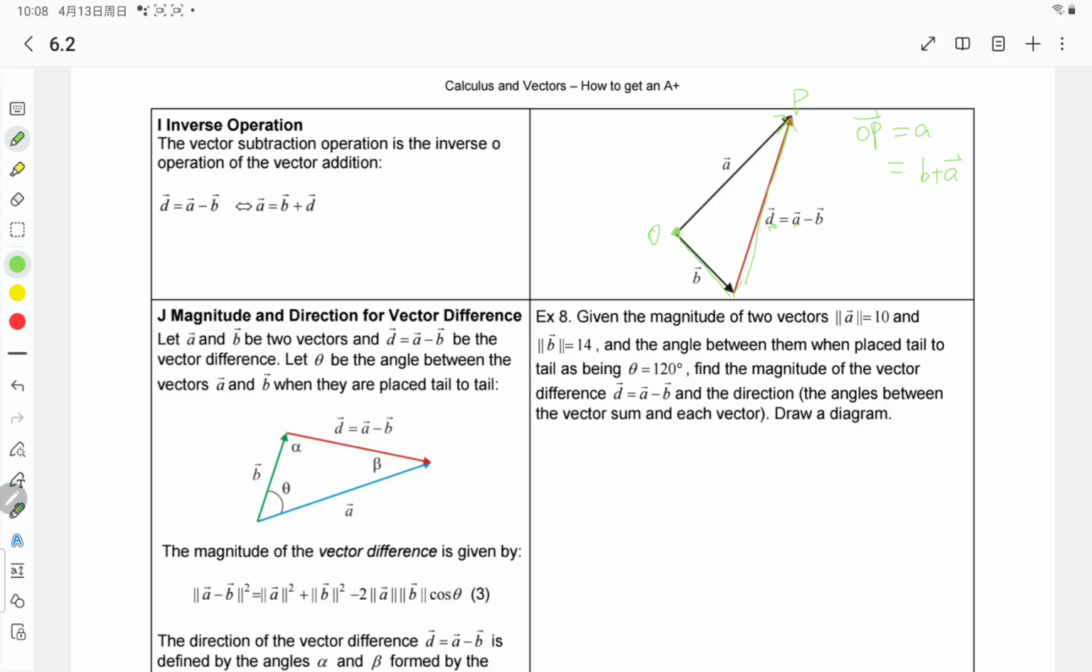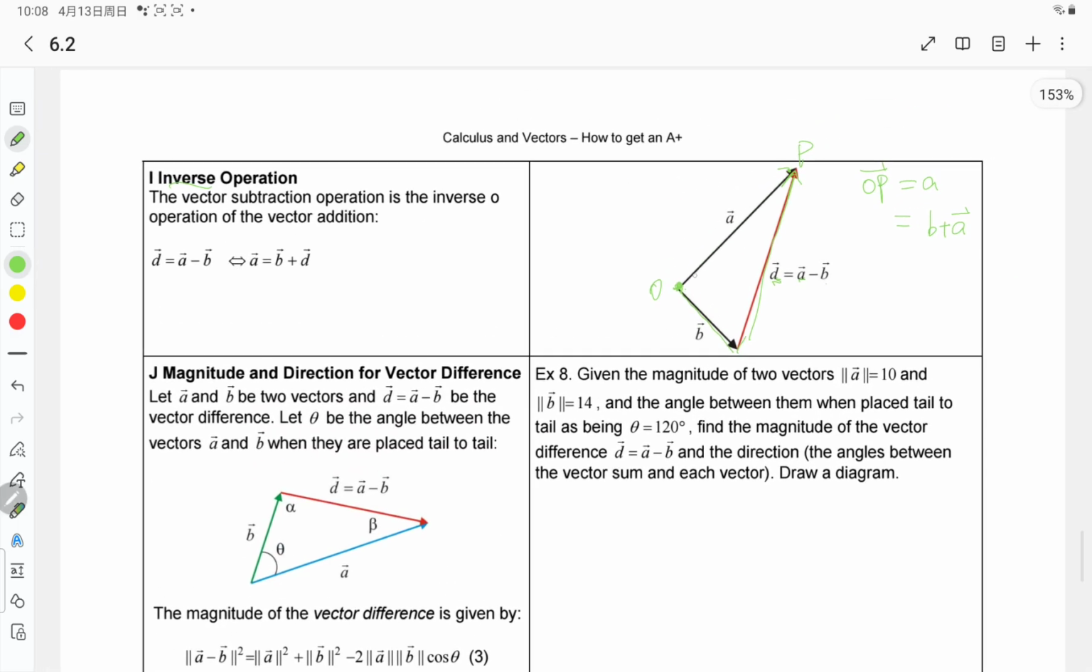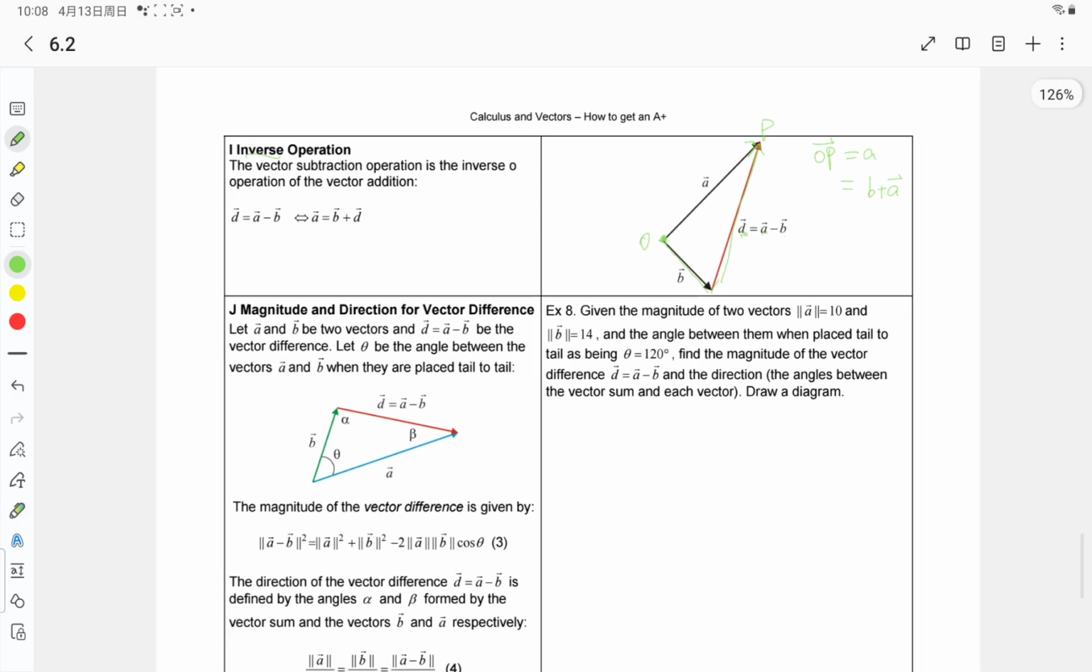This is actually a very important concept. Not actually an inverse operation, but just adding vectors is like traveling along the vectors, traveling along different vectors. And then there are different paths from the starting point to the destination. And this is actually an important application for later questions, okay?